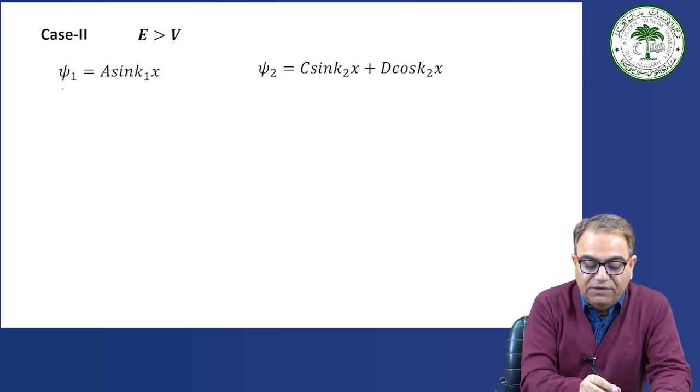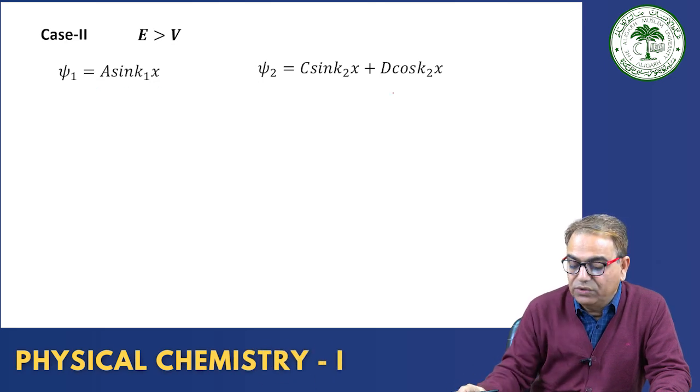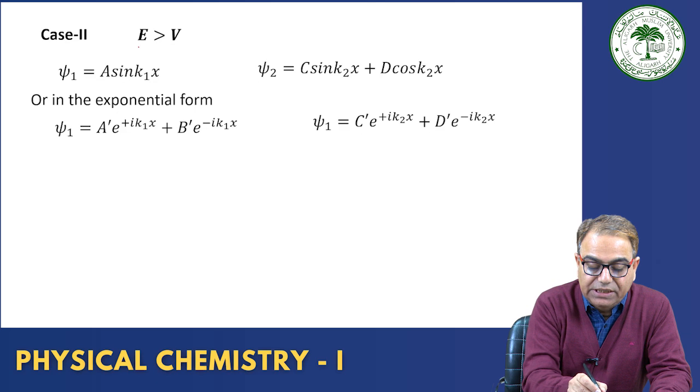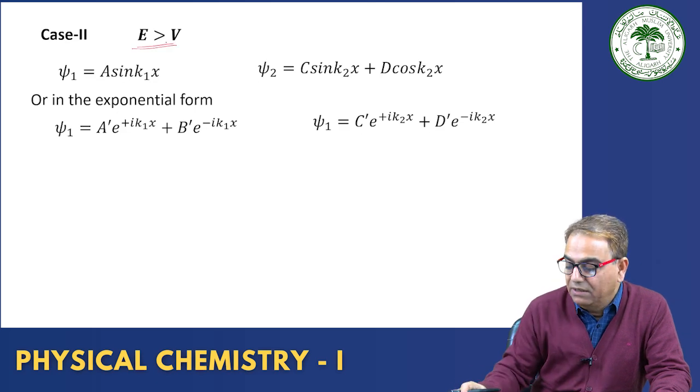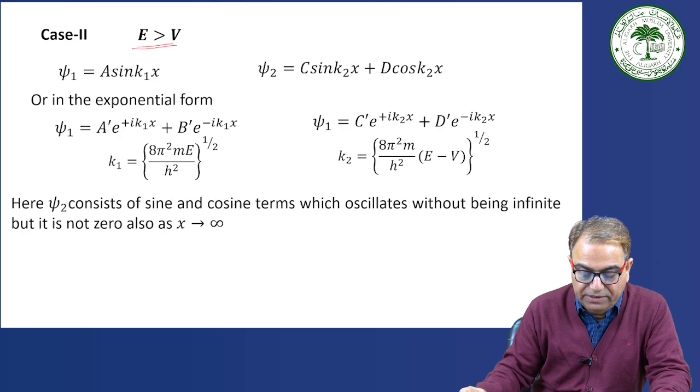Now you have the same psi 1 equal to a sin k1x, and psi 2 equal to c sin k2x plus d cos k2x, or in the exponential form you can write these equations, no issue, as we did earlier. The only thing you have to consider is that energy is greater than potential energy, so the rest of the things will remain the same. K1, K2 will also remain the same.